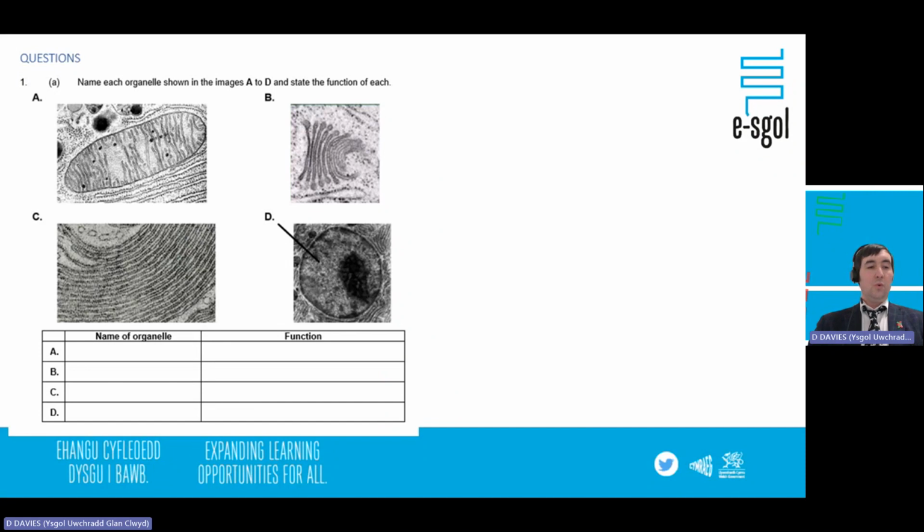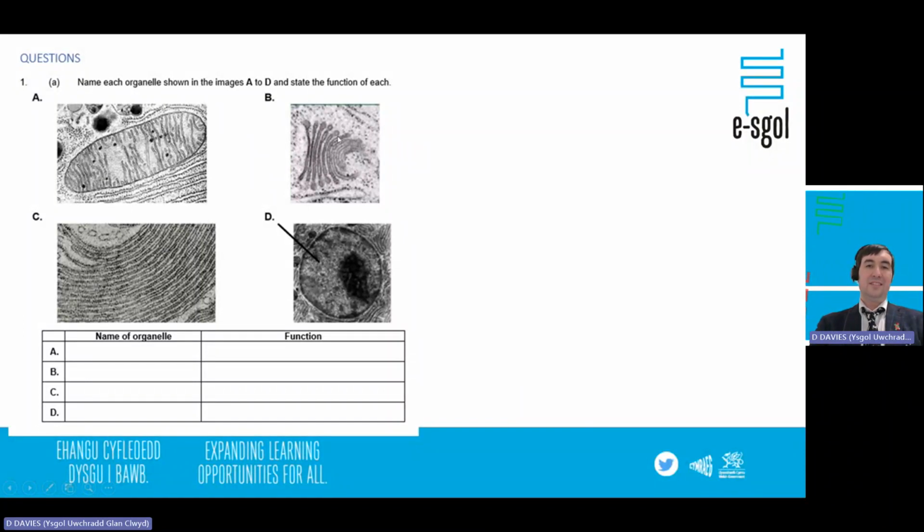So what I'd like to do now is I would like you, on a separate piece of paper, not your Cornell notes, to stop the video and then identify what these organelles are. So this one, kind of cylinder shaped. It's got folds on the inside. That should be a big clue.